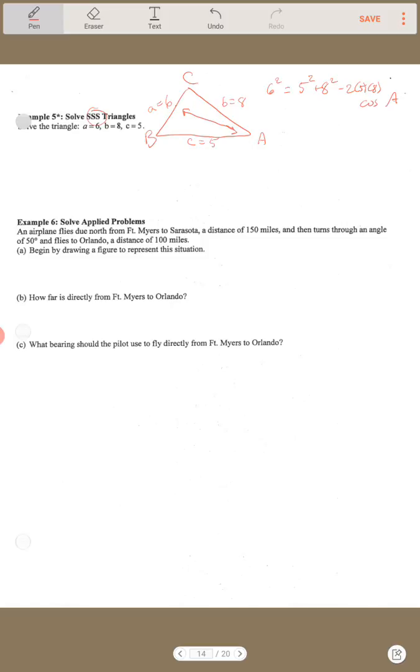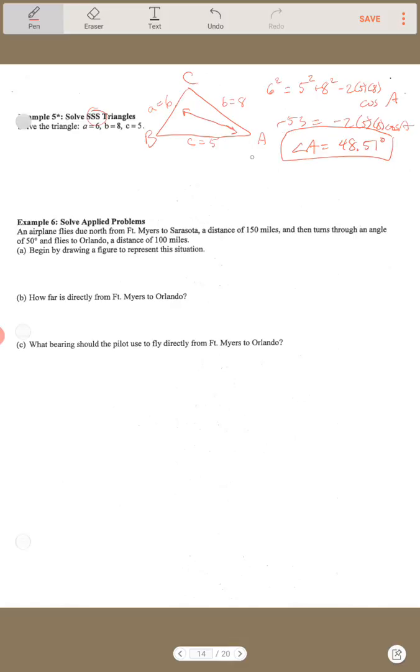Okay, so in our calculator, we have to do 6 squared minus 5 squared minus 8 squared. We'll get negative 53, and then negative 53 will have to be divided by negative 2 times 5 times 8, so that we can solve for cosine of A. So just take that, divide it by negative 2 times 5 times 8. And then lastly, remember that since cosine is by itself, we need to arc cosine that value. And so we're getting that angle A is a value of 48.51 degrees.